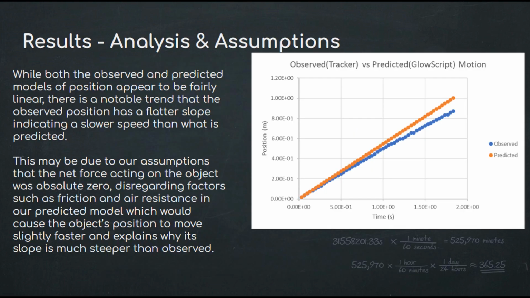While both the observed and predicted models of position appear to be fairly linear, there is a notable trend that the observed position has a flatter slope, indicating a slower speed than what is predicted. This may be due to our assumption that the net force acting on the object was absolute zero, disregarding factors such as friction and air resistance in our predicted model, which will result in this object's position moving slightly faster and explains why its slope is much steeper than observed.